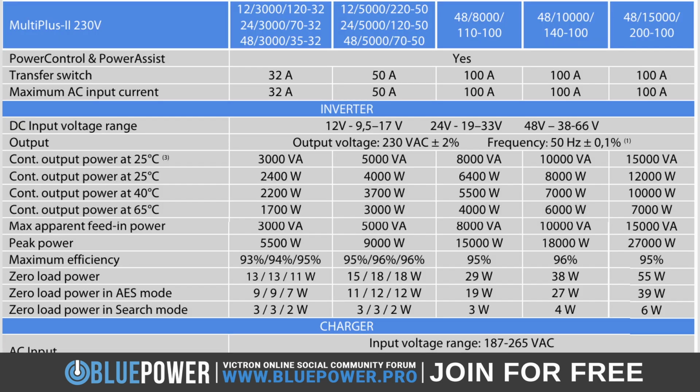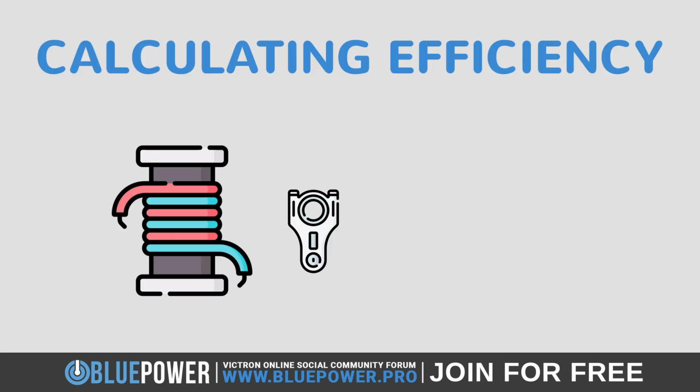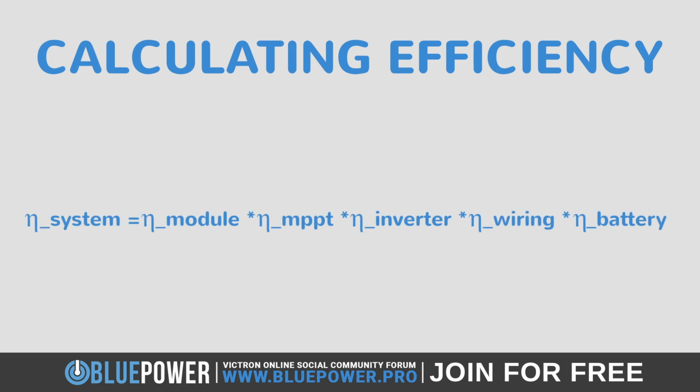For example, the Victron 3000 VA inverter has an efficiency of 95%, while the Victron Smart Solar MPPT charge controller has an efficiency rating of 98%. Your cables, connections, and fuses will naturally also have some resistance and therefore lower their efficiency. However, if you oversize, this becomes minimal. Let's assume around 97%.